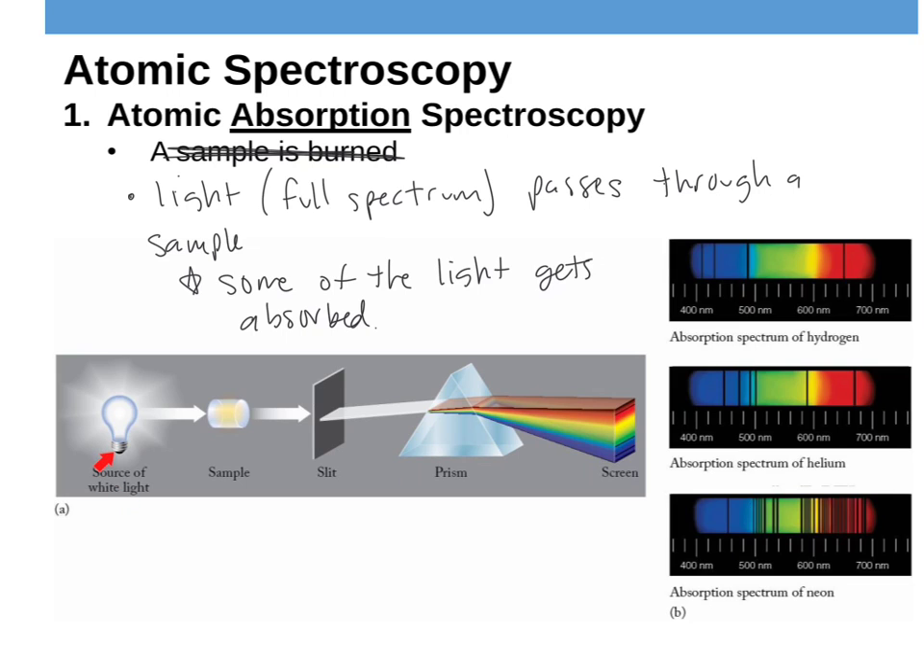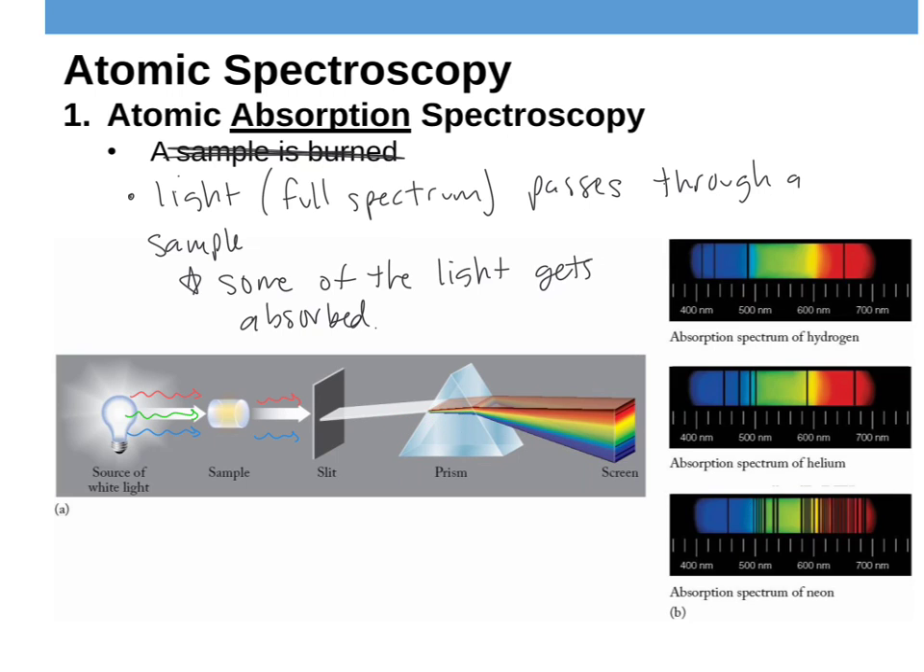So down here you have a source of white light, that's the full spectrum. It goes through a sample, and the idea is that not all of the light goes through, right? Let me show you. Imagine that you have a photon of a wavelength that looks red, a photon of a wavelength that looks green, and a photon of a wavelength that looks blue, for example. If it passes through the sample, maybe the green one gets absorbed. So now only the red and the blue go through the slit.